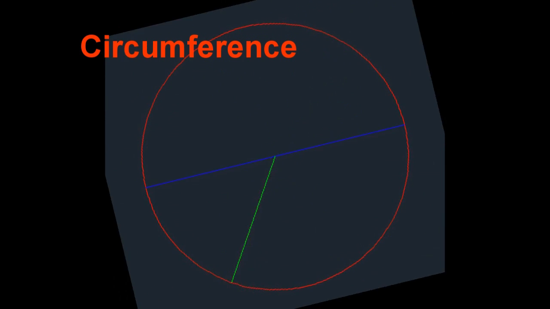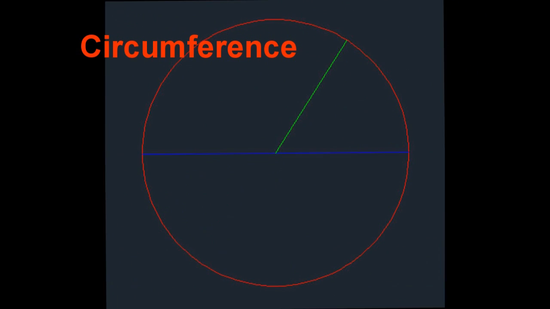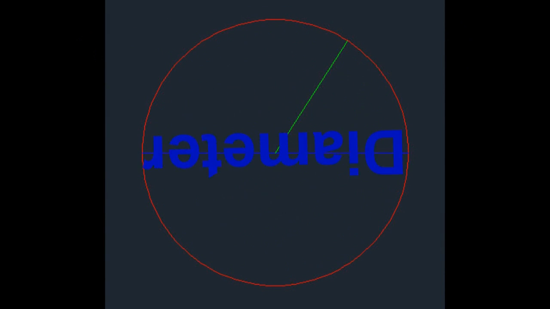First, there is the circumference, which is the perimeter of the circle. Then there is the diameter, which is a line that splits the circle in half. Then there is the radius, which is half the diameter.